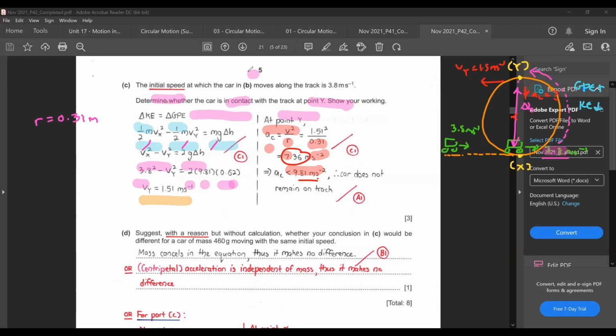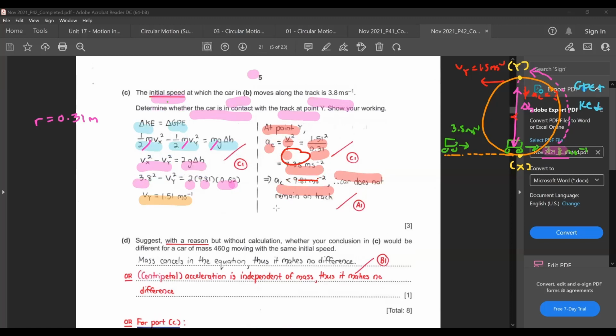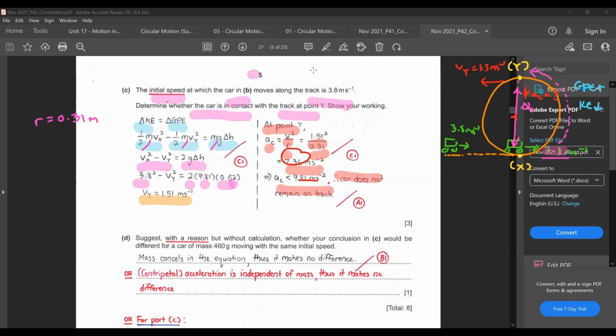So here we can come to the conclusion that it doesn't remain on track, because the question before already established that it must be more than 9.81 in order for you to remain in contact with the track. So if the actual value is less, it won't remain in contact. Okay, so this is one way of doing it. This is actually the more straightforward way of doing it.